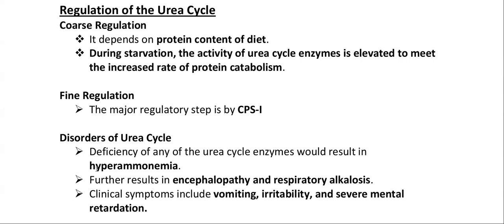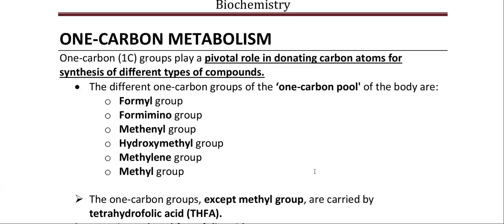Disorders of the urea cycle. Deficiency of any of the urea cycle enzymes would result in hyperammonemia. This further results in encephalopathy and respiratory alkalosis. Clinical symptoms include vomiting, irritability, and severe mental retardation. So then, one carbon metabolism.